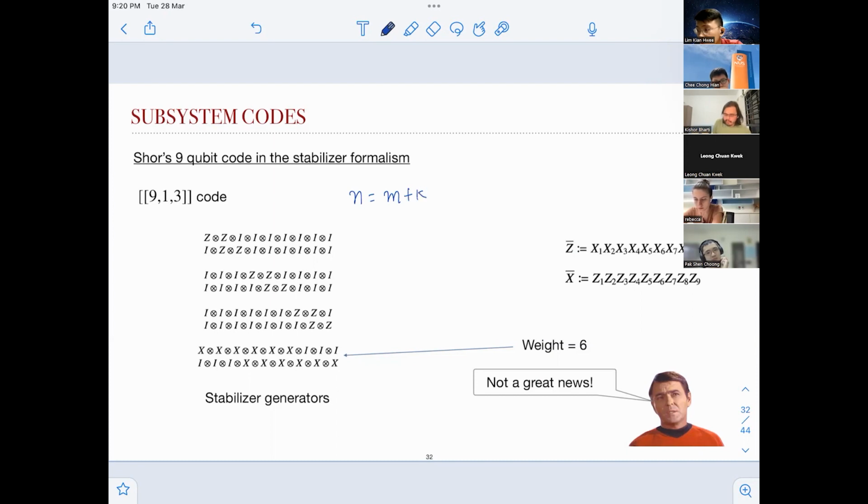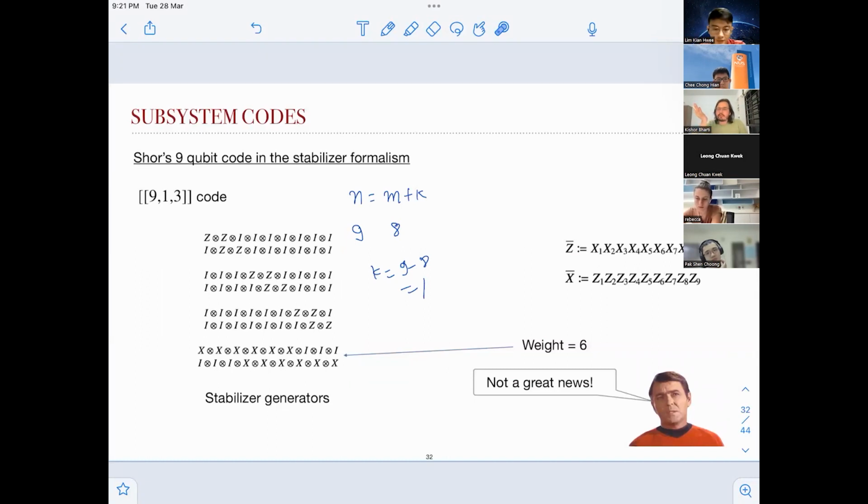So n is the number of physical qubits, k is the number of logical qubits, and m is the number of stabilizers. Here we had n equal to 9, m equal to 8, so k is 9 minus 8, which is equal to 1. So you have 1.